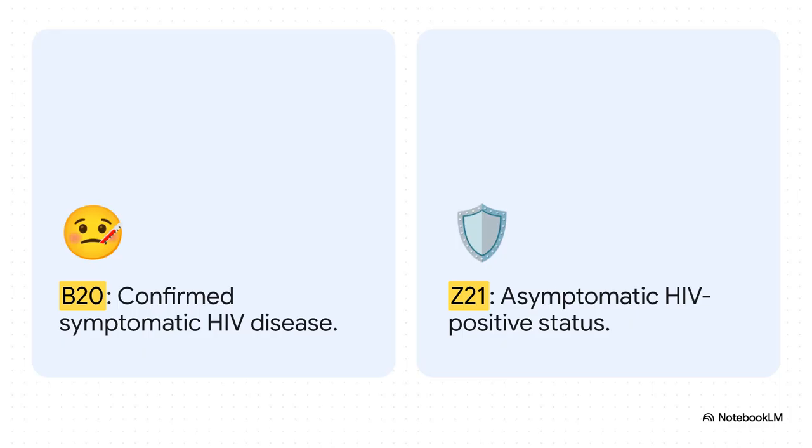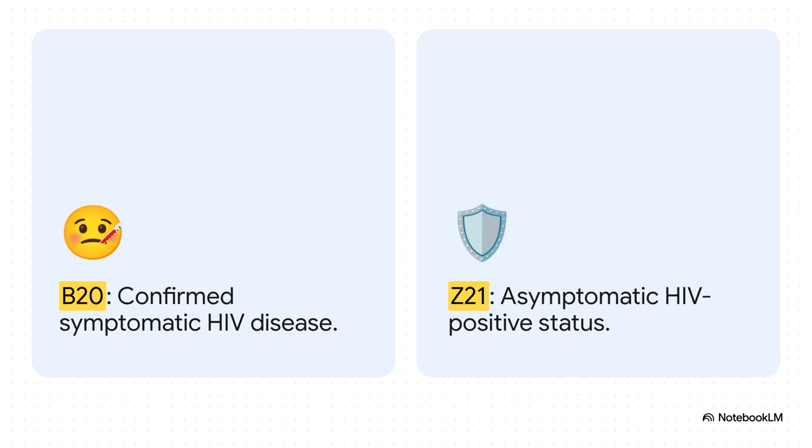Next up, the HIV coding rule, and how to escape the notorious B20 trap. So let's bring it back to that high-stakes scenario we talked about at the start of the explainer. The line here is drawn very, very clearly. Code B20 is strictly for confirmed symptomatic HIV disease or an HIV-related illness. Z21, on the other hand, is only for asymptomatic HIV-positive status. So resolving our opening tension, our 35-year-old asymptomatic patient definitely gets code Z21. Instinctively slapping on B20 just because you see the letters HIV is exactly where most test takers lose points.